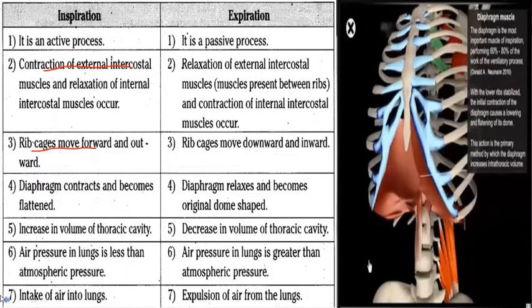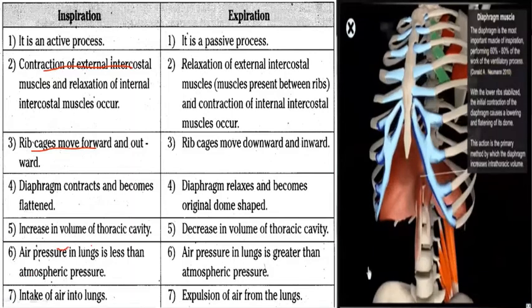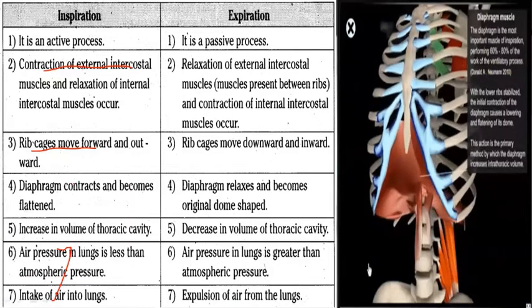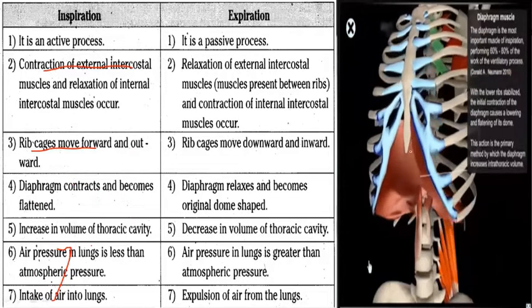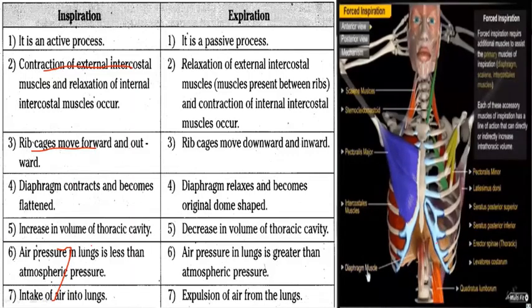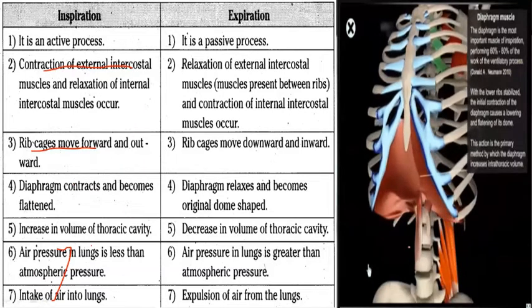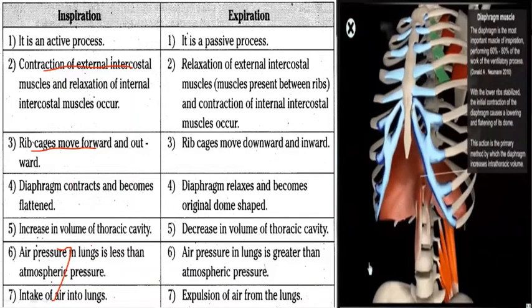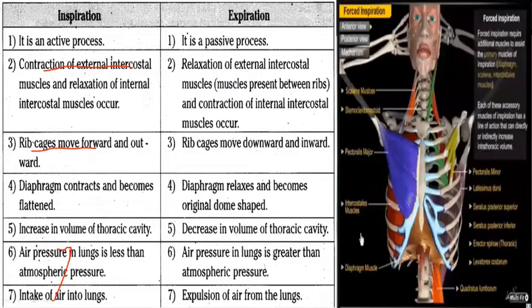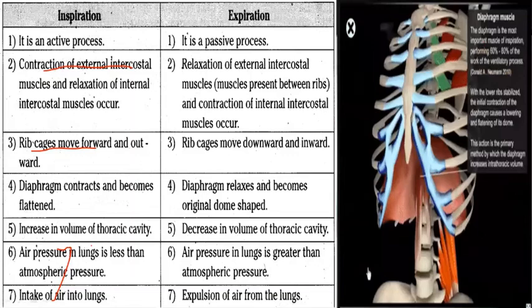The next very important thing is the diaphragm. The diaphragm contracts and becomes flattened. You can see here, the diaphragm contracts and flattens, it just moves downward to give more space to the lungs. And all this increases the volume of the thoracic cavity. The thoracic cavity, this chest cavity where the lungs and ribs are present, is called the thoracic cavity.